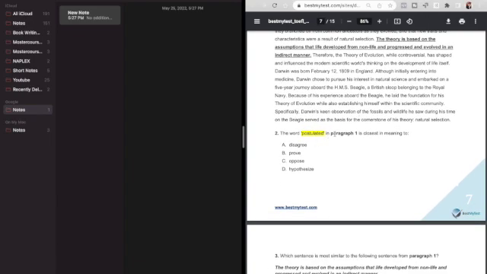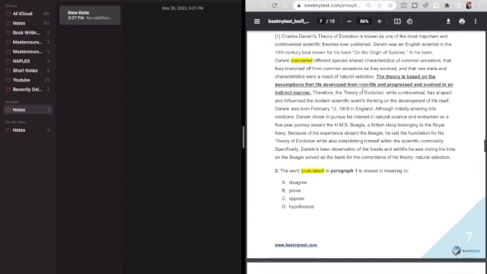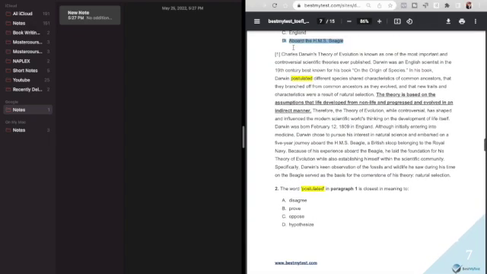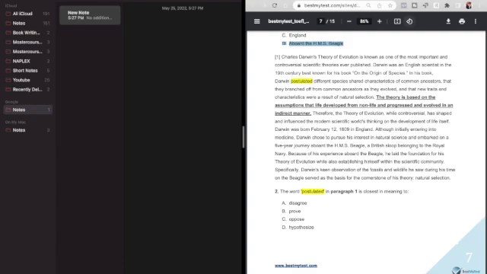Question number 2. The word postulated in paragraph number 1 is closest in meaning to. They have given us a screenshot of paragraph number 1 over here as well, so we don't have to go back to paragraph number 1. Postulated is the keyword. We're not going to look at the answer choices just yet. We're going to go back to paragraph number 1 and read the sentence with the keyword in it. Over here, it's this sentence right here.